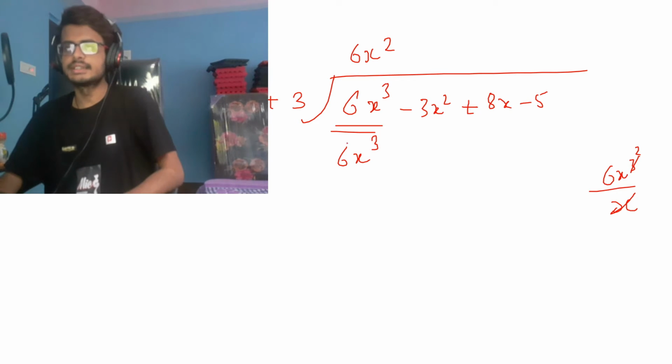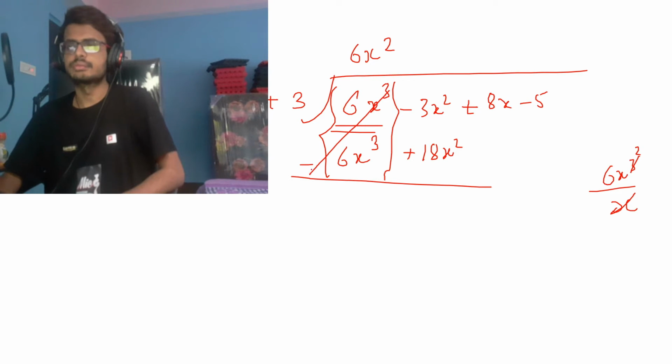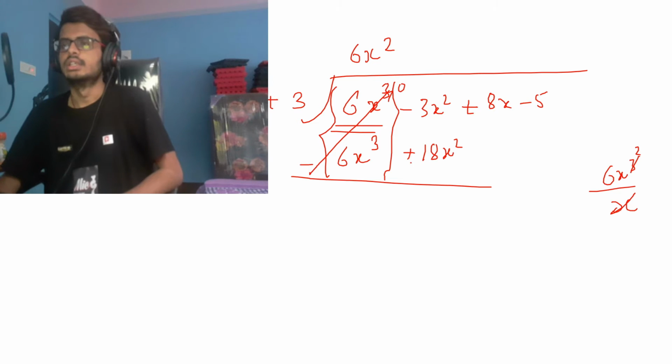So you need to get 0 here, okay? Your main objective is to get 0 here by subtraction. So when you subtract this, you'll get 0. Now you don't need to care about the rest. You just multiply it. 6 3s are 18. So plus into plus is plus 18x square. So when you subtract this, you'll get 0 here, right? Now when you subtract this here, you'll get minus 21x square.